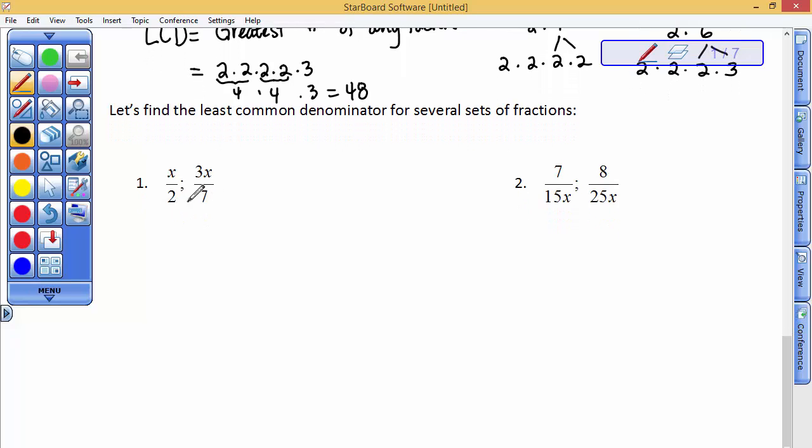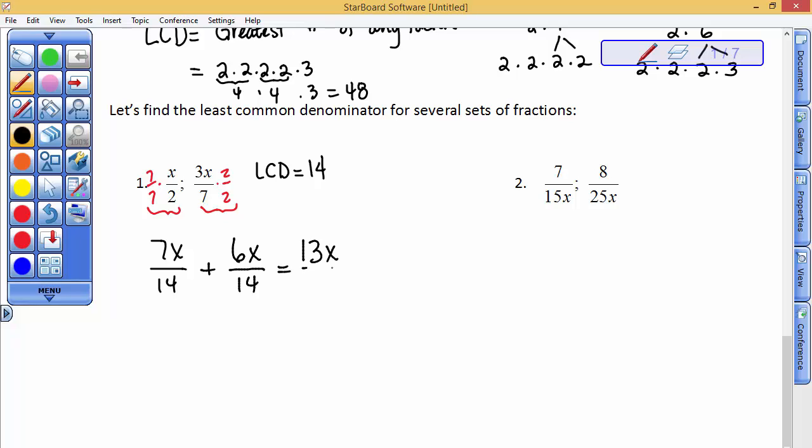If there are no prime factorizations, then your least common denominator is just the 14. Now I'm not going to do this all the time, but it would mean that this fraction would have to be multiplied by 7 over 7 for this to become a 14. And this fraction would be multiplied by 2 over 2 for this to become a 14. So the first one would be a 7x over 14, and the next one would be a 6x over 14. And if I wanted to add those, they'd add to be 13x over 14. Not going to continue that way.